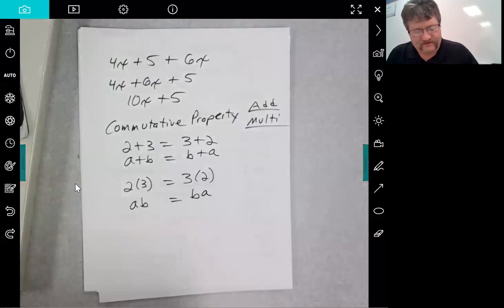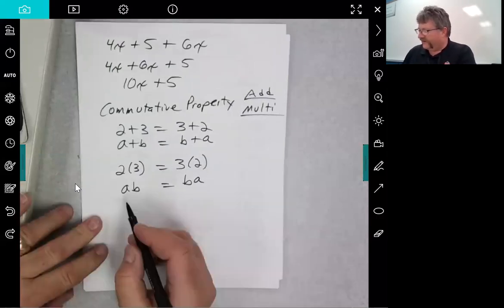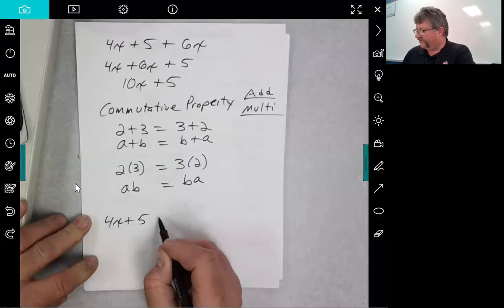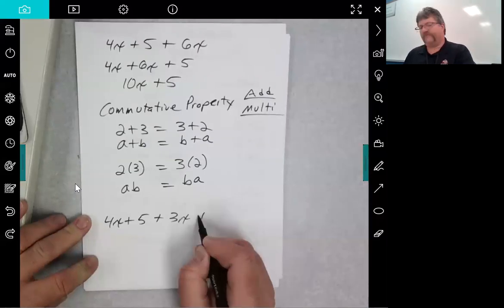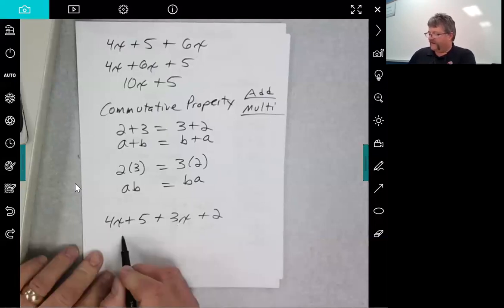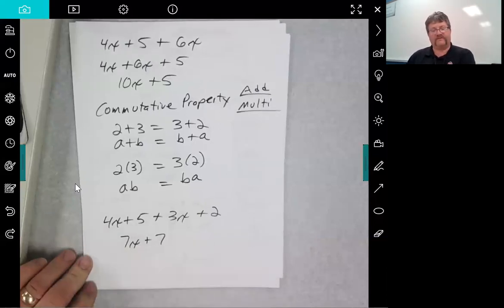All right, so let's use this property and simplify some things using it. What if we had, we'll just do the addition one here for a minute, 4x plus 5 plus 3x plus 2. Okay, you see I've got x's and I've got regular constants. I'm going to put them side by side mentally. I'm going to say, hey, 4x plus 3x is 7x, and 5 plus 2 is 7. I just happen to get a 7 for both, and that's how we're going to simplify something like that.